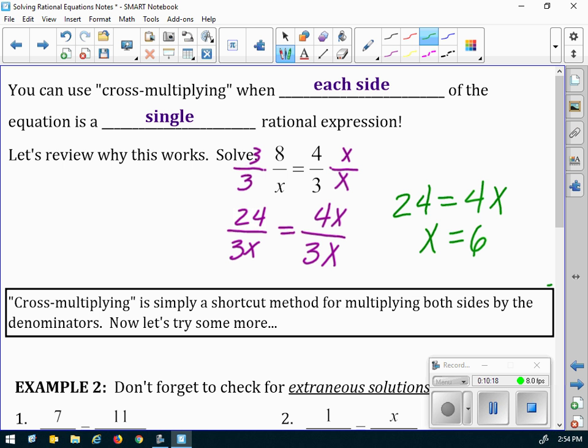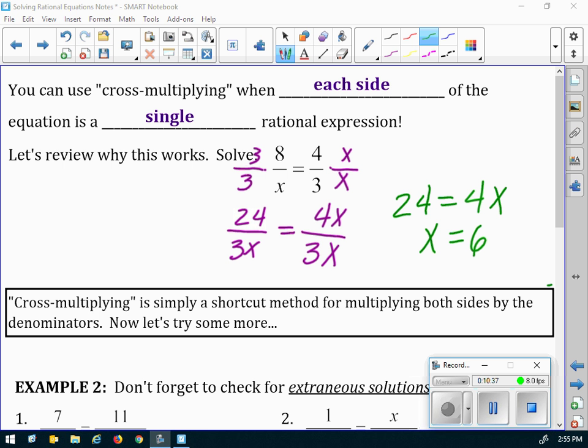Don't get the cart before the horse. Hang on a minute. You never heard that? Don't get the cart before the horse? Because the cart has to be behind the horse. So, anyway.